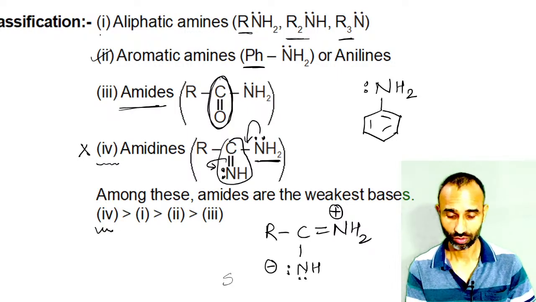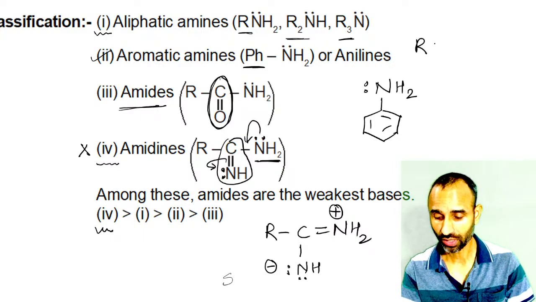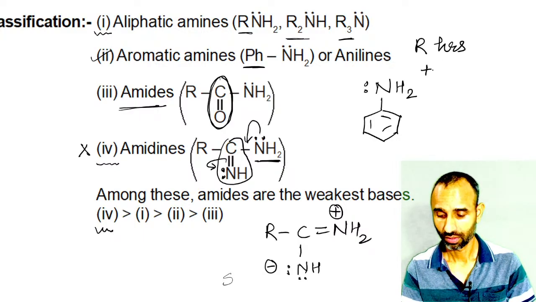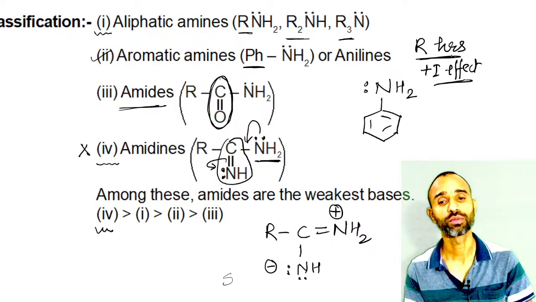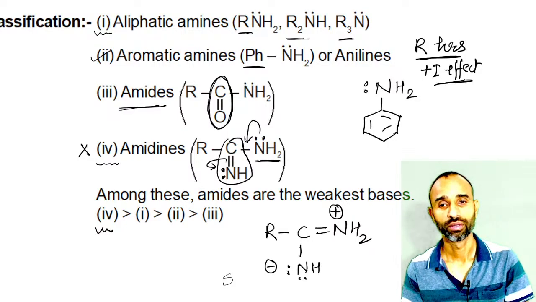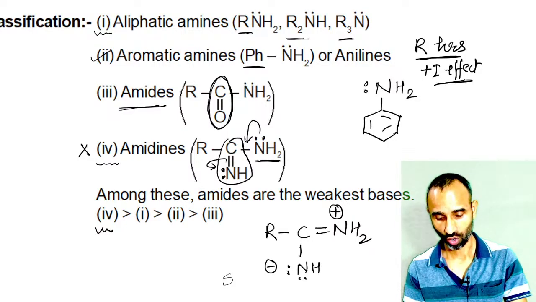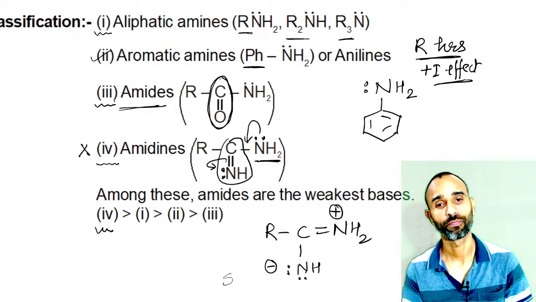And then aliphatic amines, because R group has plus I effect, alkyl group has plus I effect. That's why aliphatic amines are most basic out of aromatic, amide, and amides are least basic.